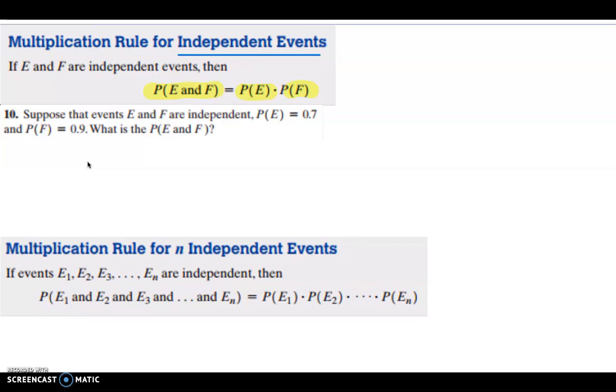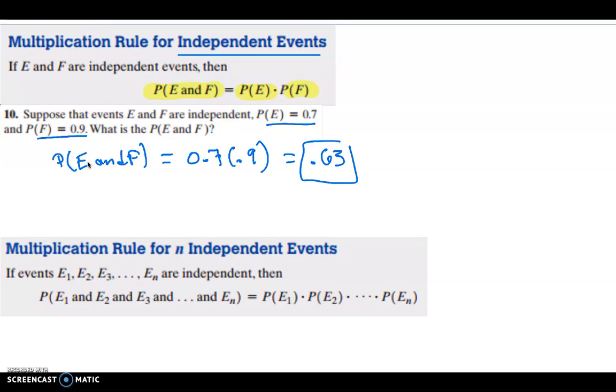So this first one we have, suppose that E and F are independent. The probability of E is 0.7, the probability of F is 0.9. What's the probability of E and F? If they're independent, then we would just multiply those two probabilities together, 0.7 times 0.9, which is 0.63. And that would be the probability of events E and F occurring.